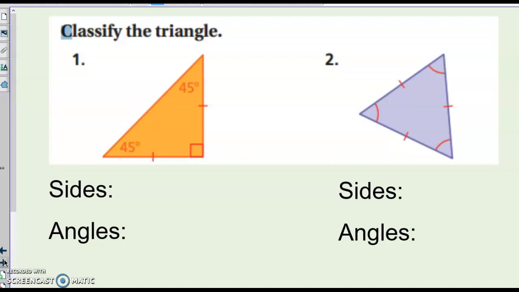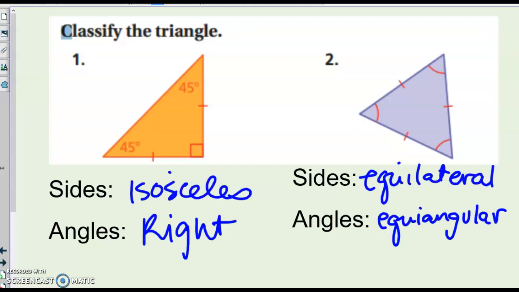So classify these, pause, and then we'll check the answers. Okay, I have isosceles here because 2 sides are the same, and a right triangle because it has a right angle. Number 2 over here, the purple one, equilateral, all 3 sides are the same. Equiangular because all 3 angles are the same.